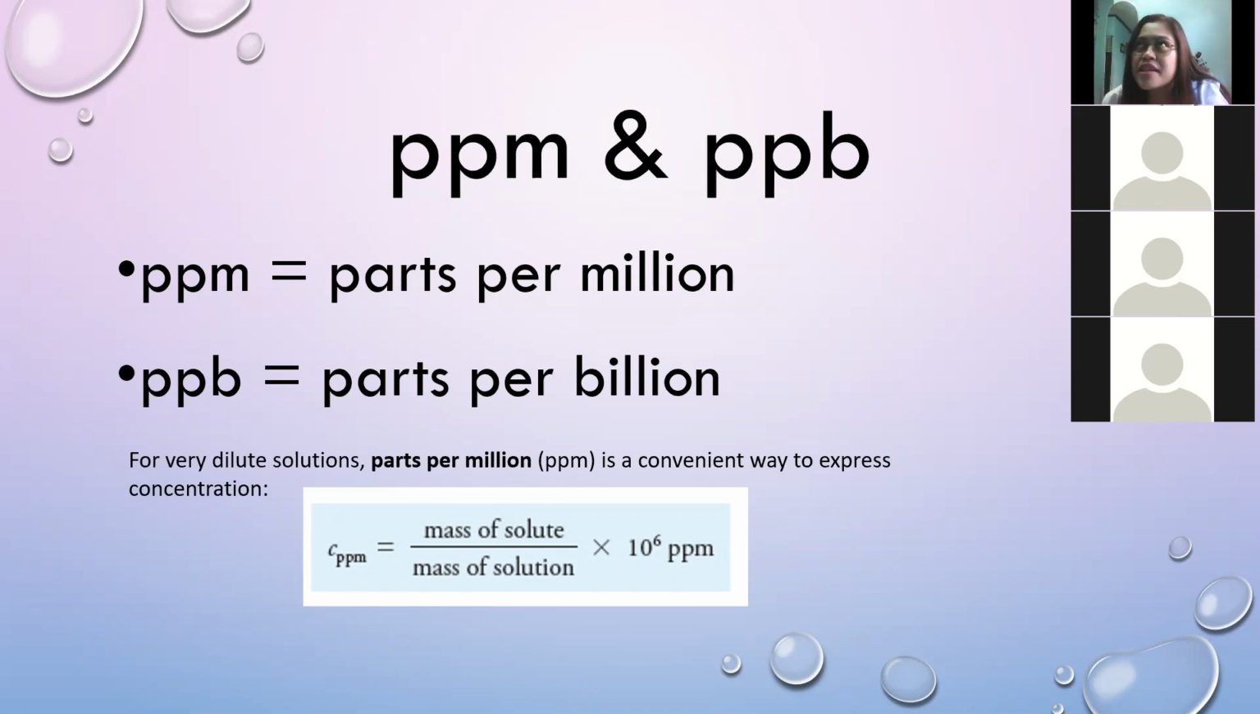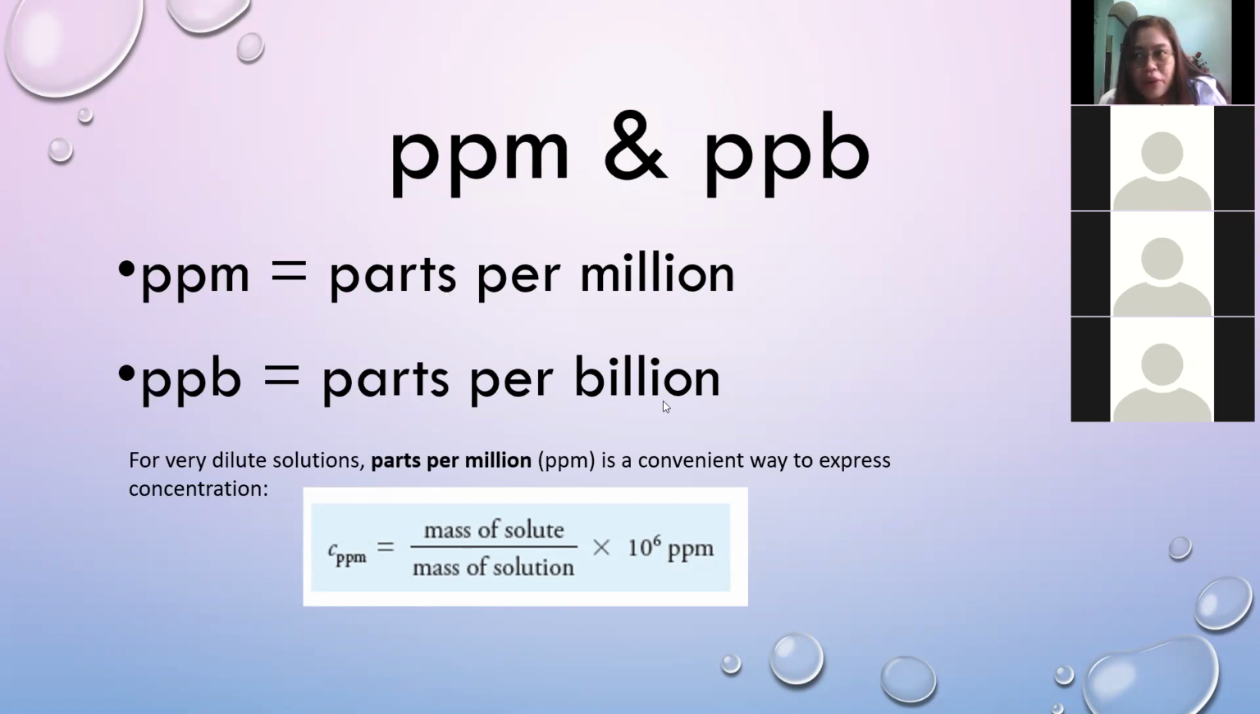Kasi pag i-express natin siya sa normality, molality, or percent concentration, you will have 0.000. Taas kaayo nga 0 kasi very, very small iyang concentration. So again, kapag ing ato ang case, nagamay kaayo ang imuhang concentration, you either express it in ppm or ppb. So ppm again is parts per million, while ppb is parts per billion.